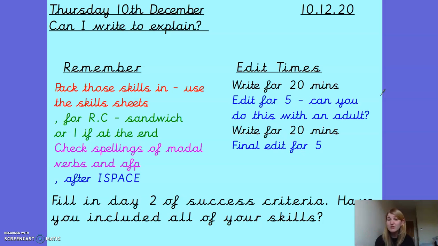Load them up, look at them, use them to help you get as many skills as you can into your writing. Okay. Like we just had in our starter there, if you're using relative clauses, make sure you're using the commas correctly. None for that, one if it's at the end of a sentence with any other relative pronoun, two, comma sandwich if you're using something in the middle.